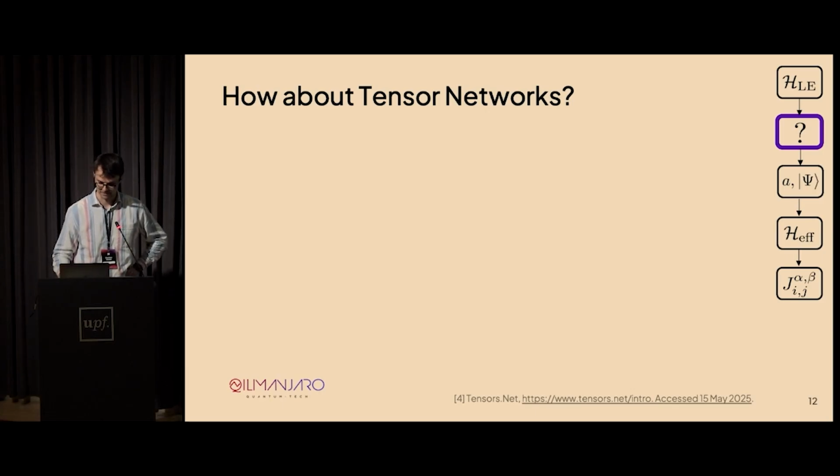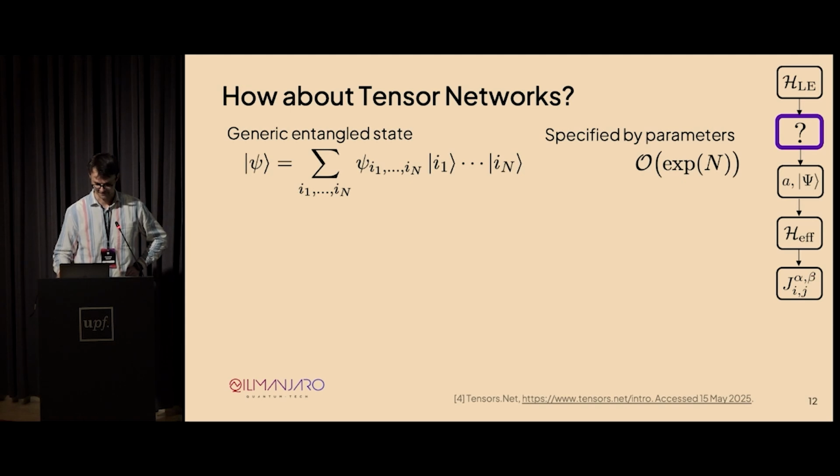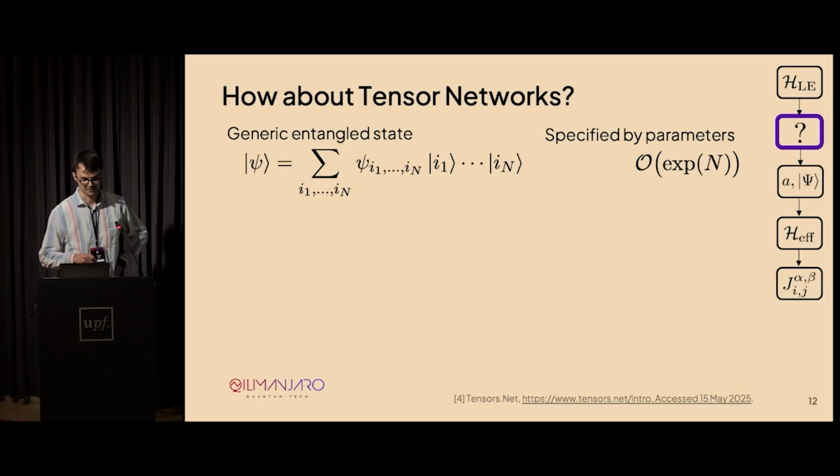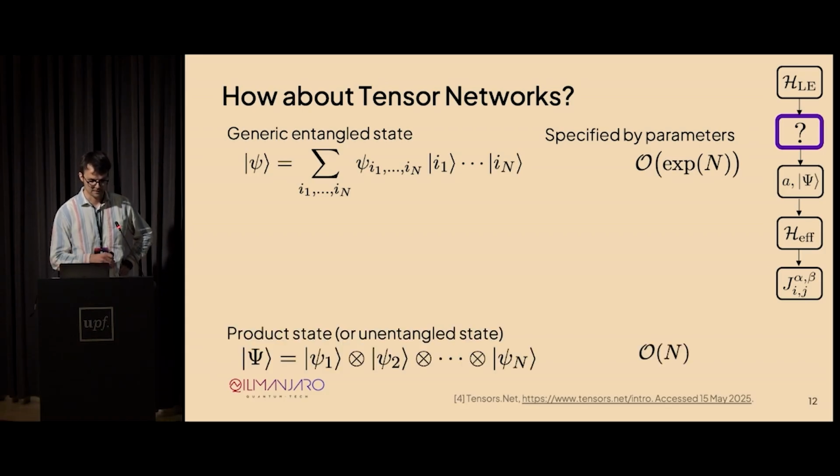They're a pretty fashionable topic, so I just have one slide to give you a little bit of intuition about them. You have either a generic entangled state, which is fully entangled and interesting, but has exponential scaling with the number of parameters. It was already mentioned before today. Or you have a product state, which has very efficient scaling in the implementation, but is not interesting, is not capturing the strong coupling.